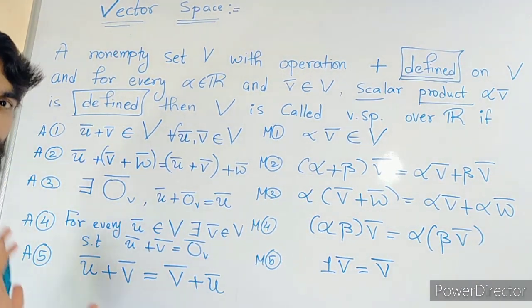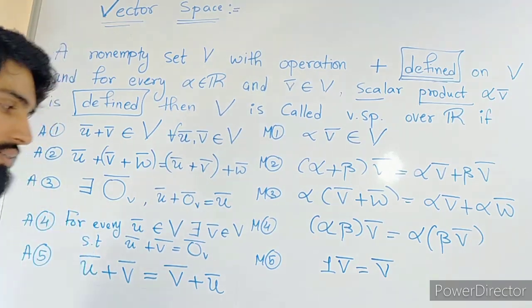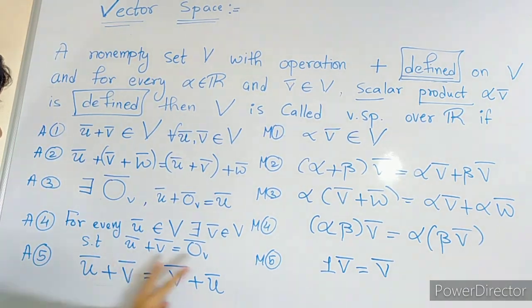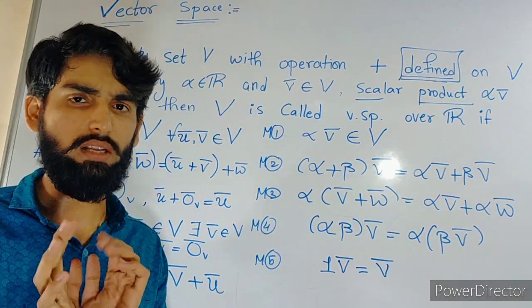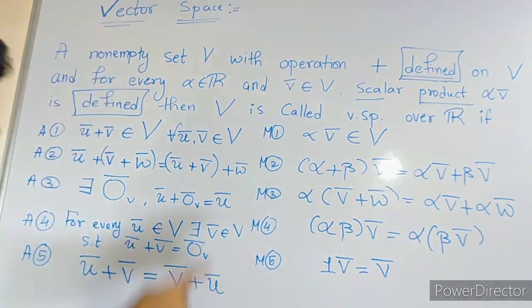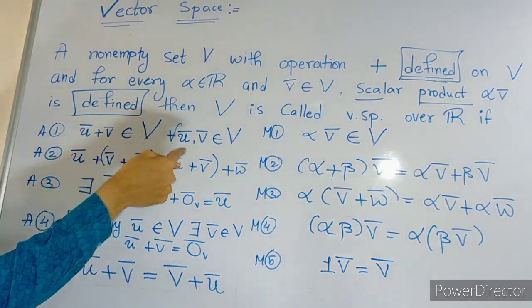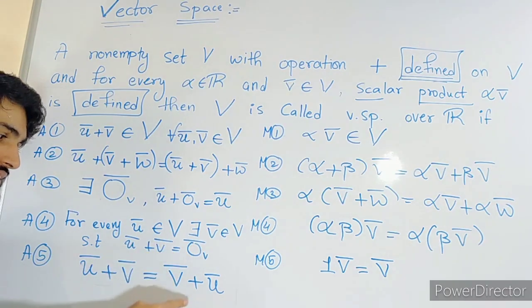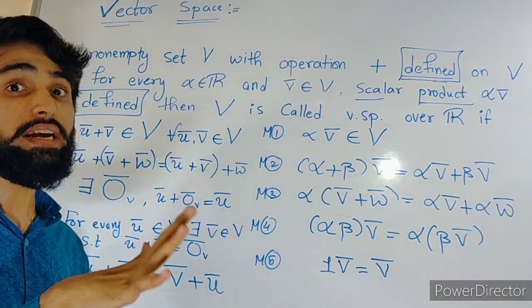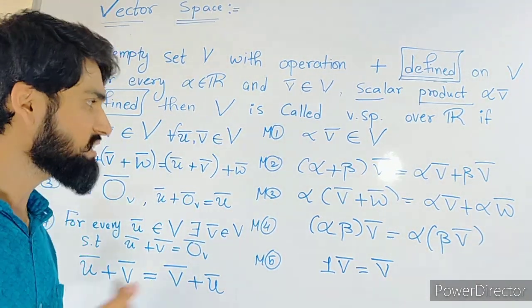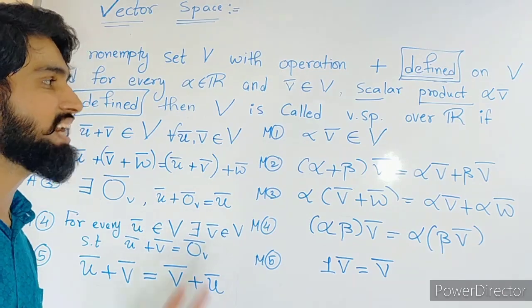The last is nothing but the commutativity. That means if you add u bar and v bar, or v bar and u bar, your answer is the same. The fifth condition is commutativity. Closure, associativity, identity, inverse and commutativity. These are the 5 conditions under addition. Let us see the conditions under the scalar product.